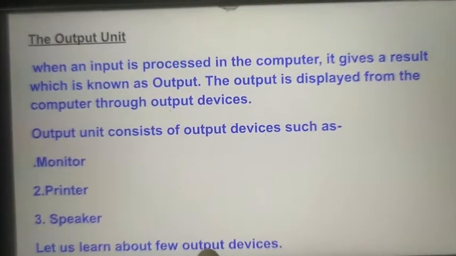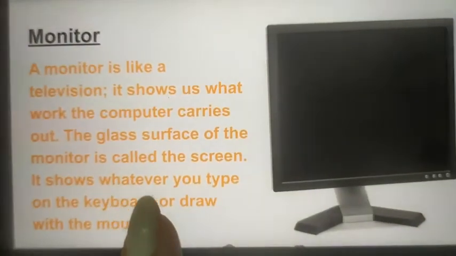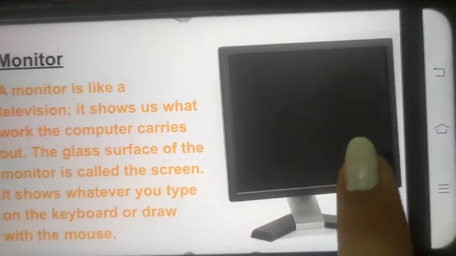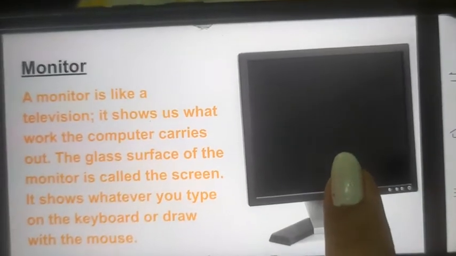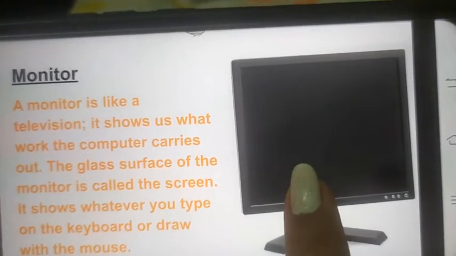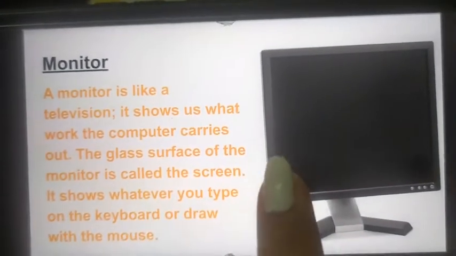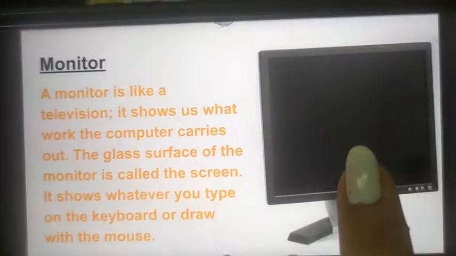Let us learn about a few output devices. First is monitor. A monitor is like a television. It shows us what work the computer carries out. The glass surface of the monitor is called the screen. It shows whatever you type on the keyboard or draw with the mouse.